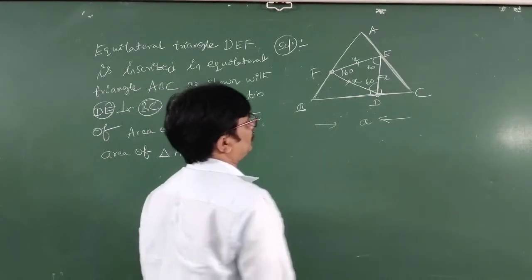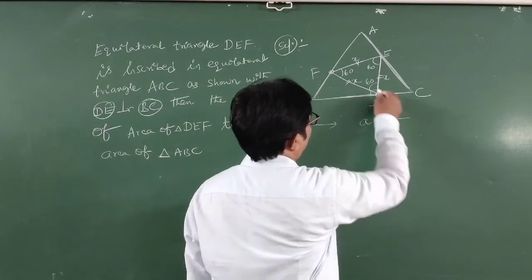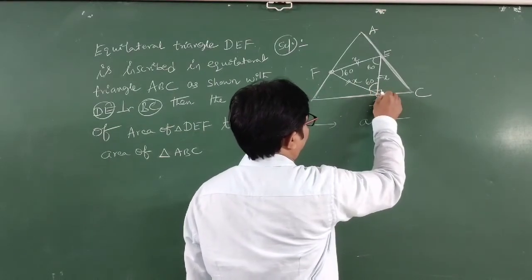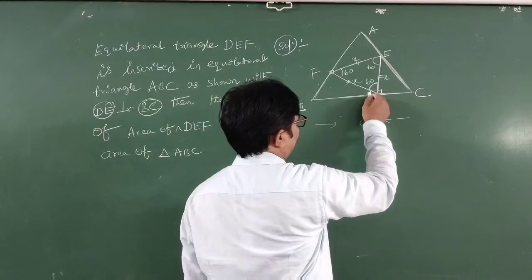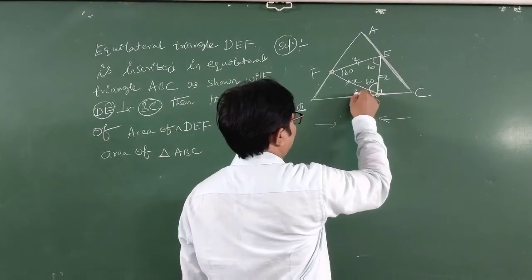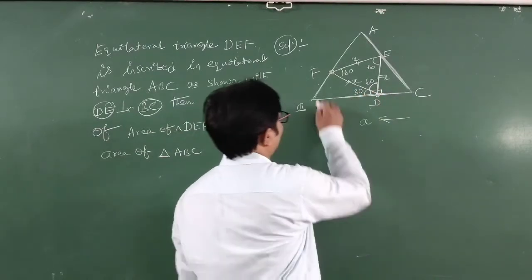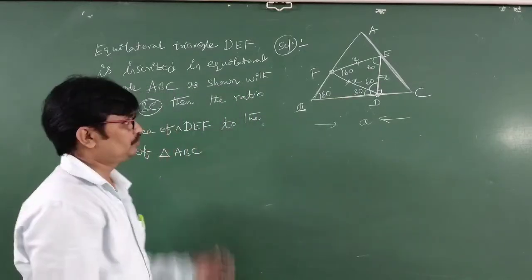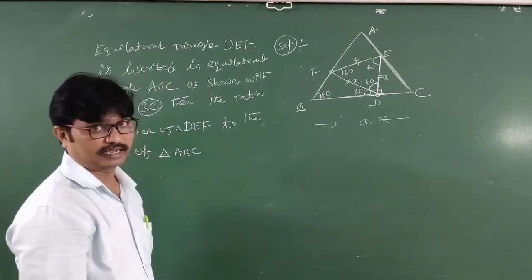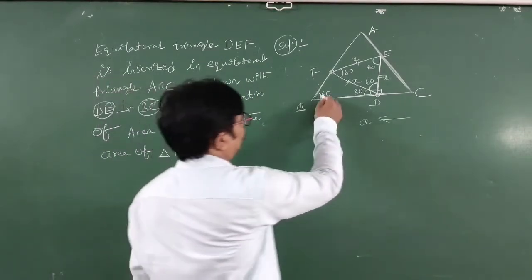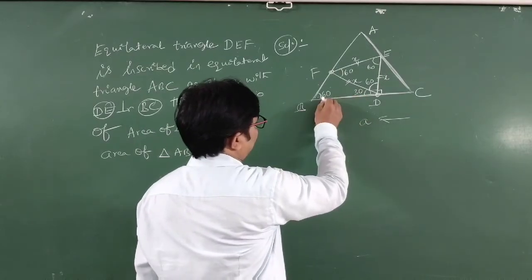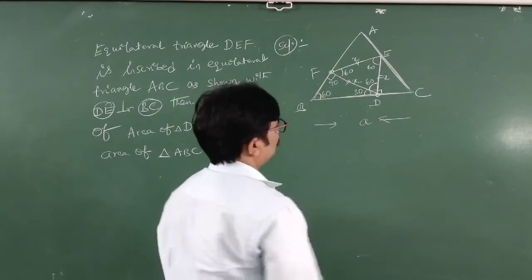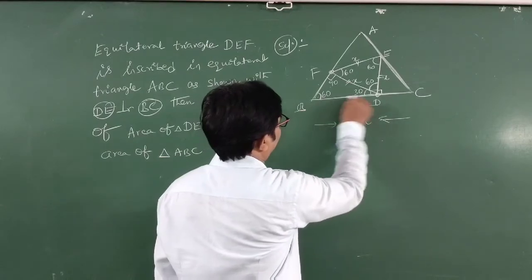Now students, what we observed here: this is 60, undoubtedly this is 60, this is 90, 90 plus 60 is 150, so this is 30. In an equilateral triangle, each angle is 60. Now students, 30 plus 60 is 90, undoubtedly this is 90. So this is BD.